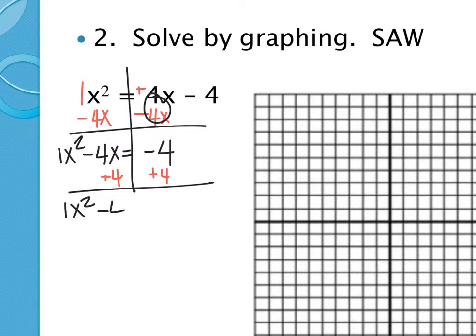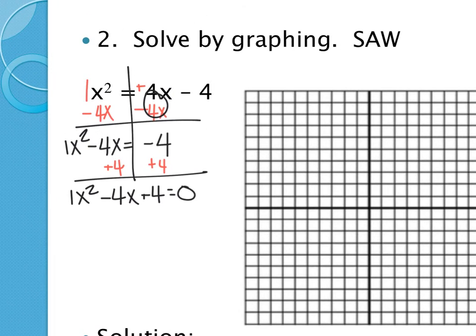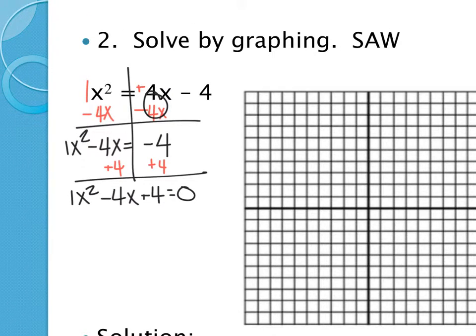Don't combine anything because they are not what? Like terms. Okay, now you can do your vertex. So y'all want to go and try the rest of this? Okay. The x equals opposite of b over 2a for your vertex.